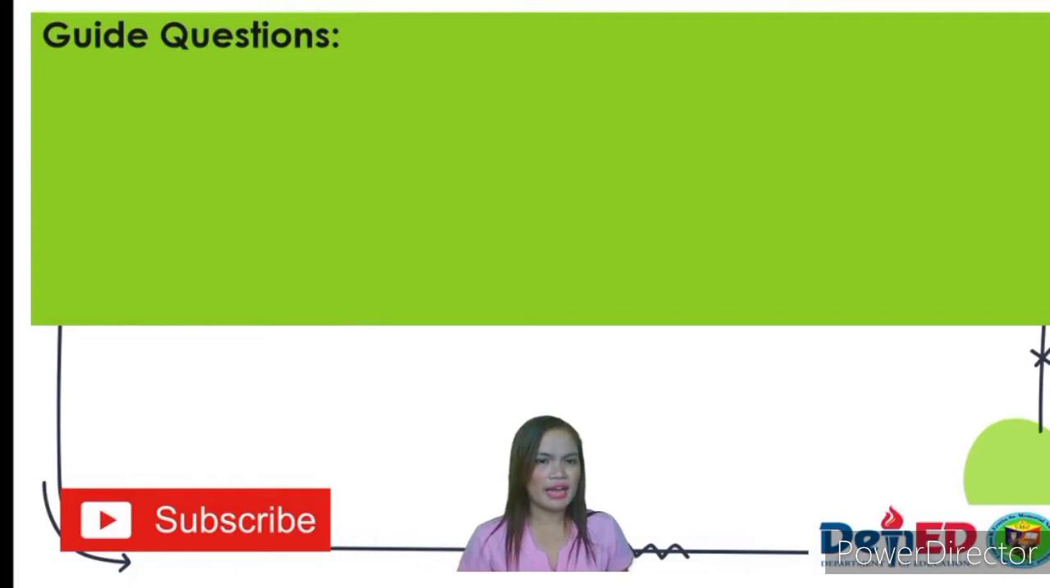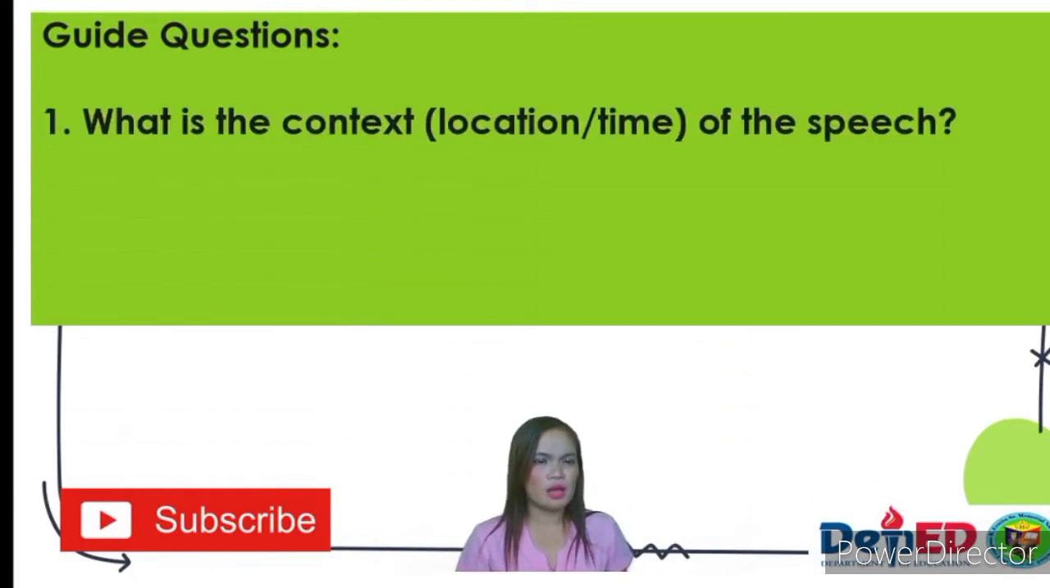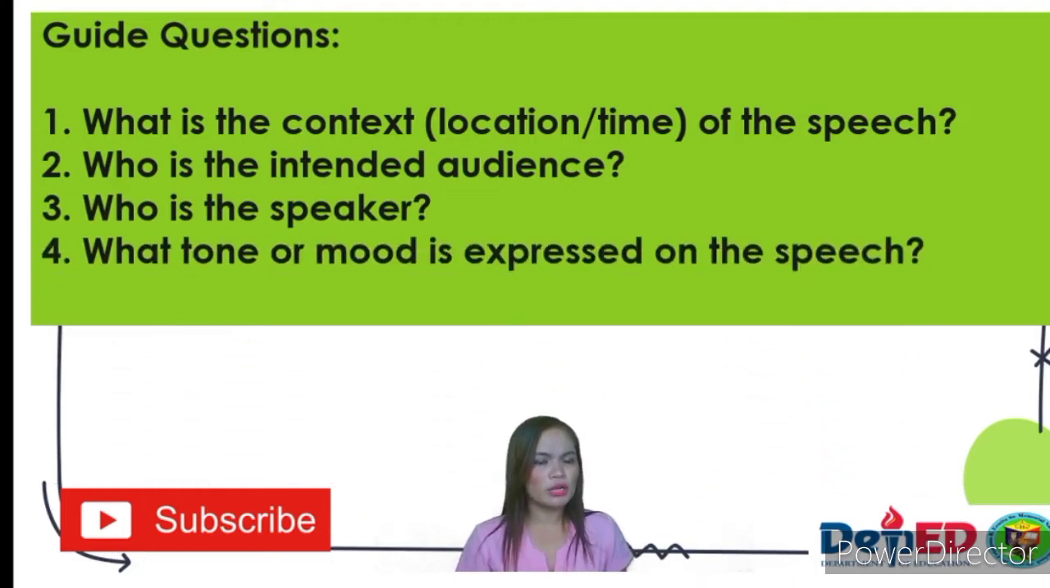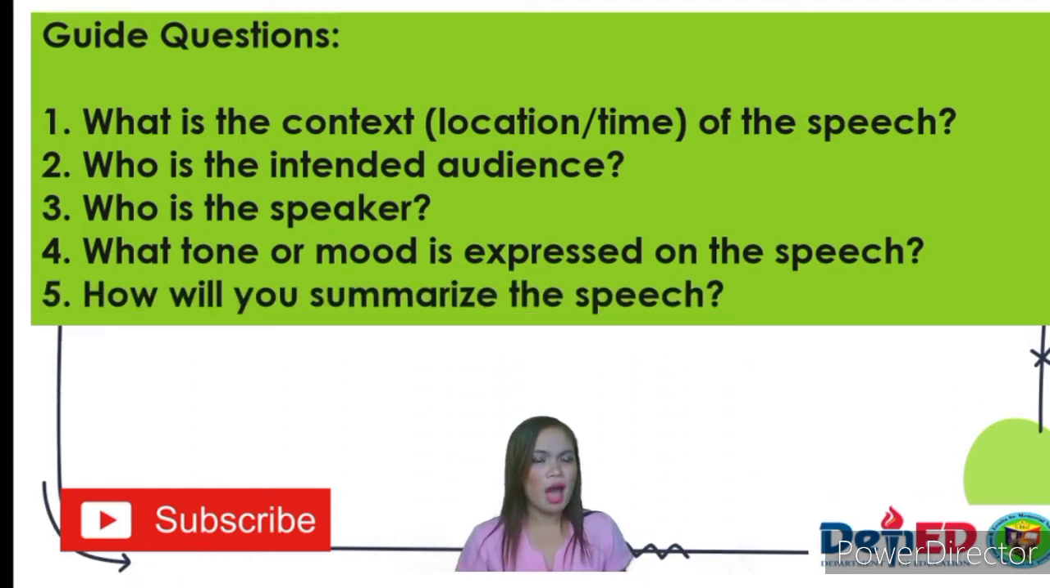So we have here guide questions. First, what is the context or location and time of the speech? Second, who is the intended audience? Third, who is the speaker? Fourth, what tone or mood is expressed on the speech? And fifth, how will you summarize the speech?